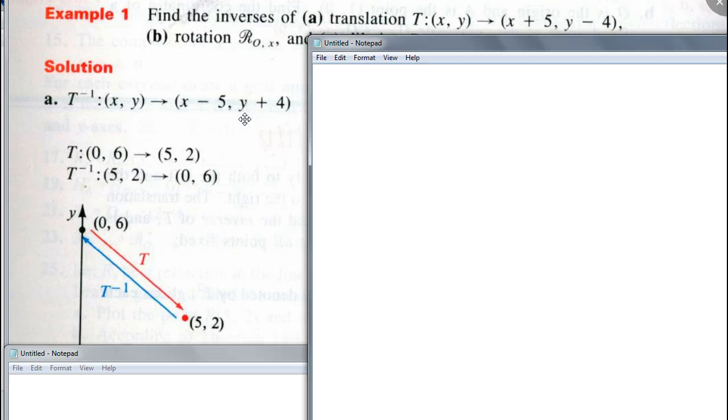In this case, the xy was 0, 6. Do you see how my pre-image 0, 6, image of the pre-image 0, 6 became 5, 2? Now, what do I need to do to 5, 2 so that I'm back to where I was? Well, you do the opposite operation, right? We added 5 and then subtracted 4 of x and y. You do the opposite of it. Does that make sense? Yeah.